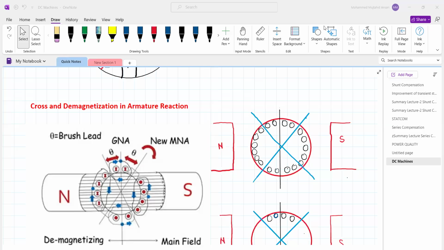Yes, welcome to the electrical machine lecture. Today we are going to discuss cross-magnetization and demagnetization in armature reaction.